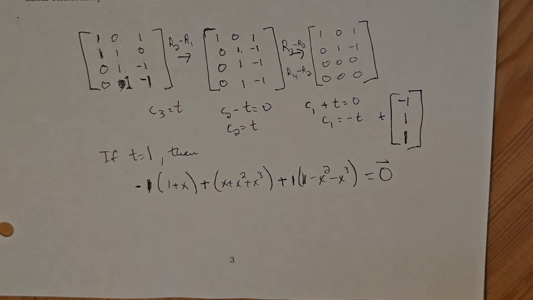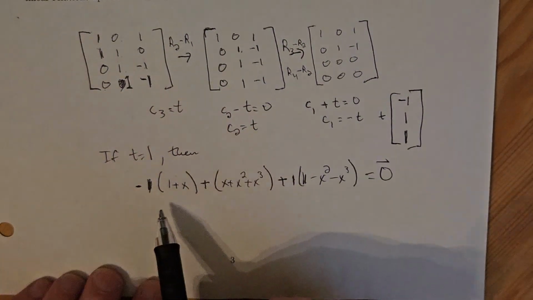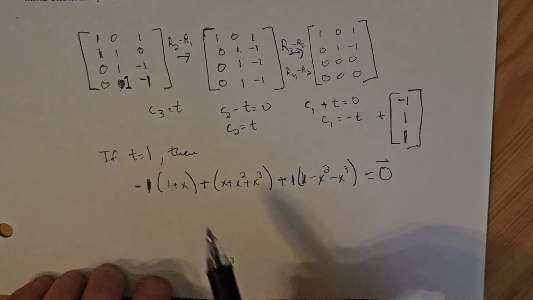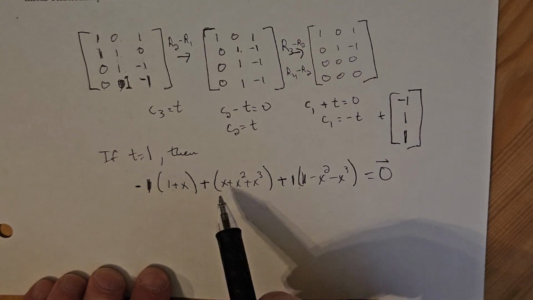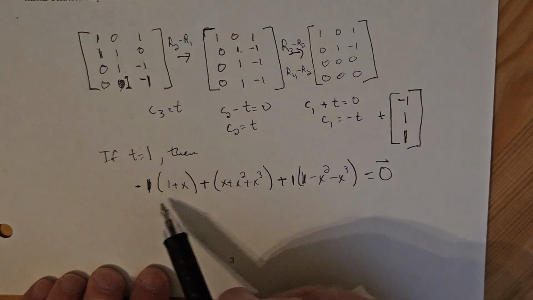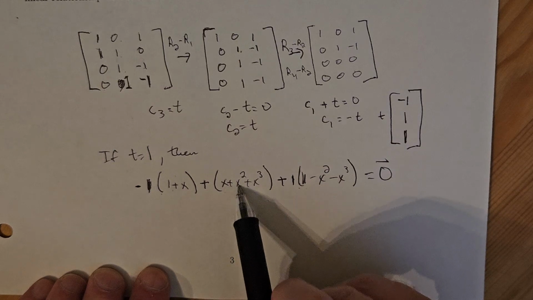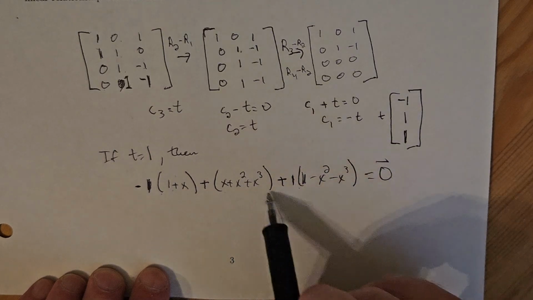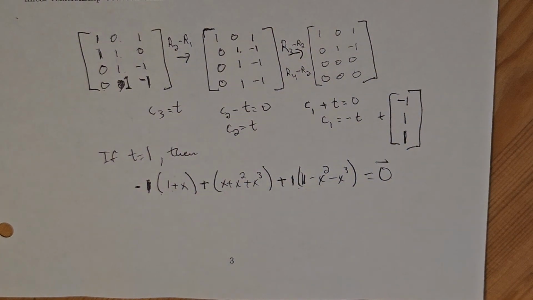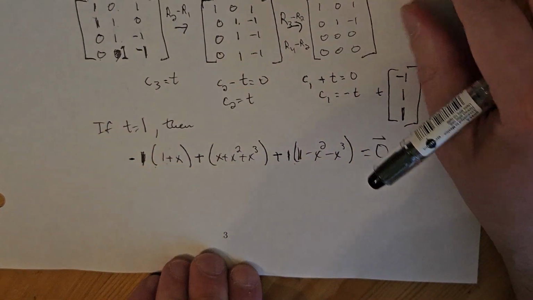Let's confirm that, right? So we get -1 and a +1, so our constant terms are 0. We get a negative x here and a positive x here, so our linear term is 0. We get a positive x squared and a negative x squared here, so 0. And we get a positive x cubed and a negative x cubed, so 0. So in fact, this worked absolutely correctly.